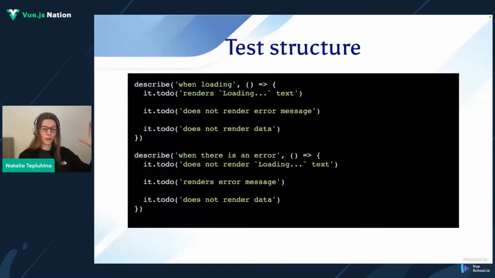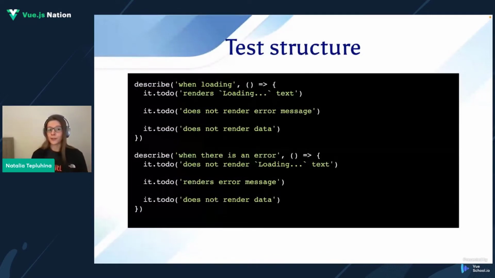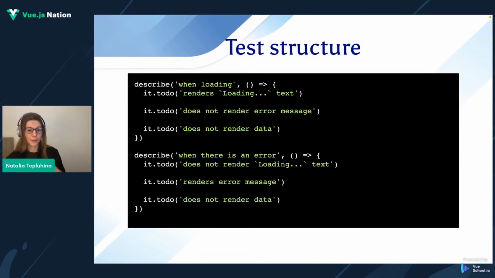Let's describe for loading, because it will be rendering loading text. It does not render an error message, and it does not render data. And for this, you can write a complementary describe. So when there is an error, when there is data, when there are maybe some additional corner cases. When you write this test, it's very easy to read and follow as a reviewer. And for you, it basically is a spec, not just a test spec, but a specification of your component.